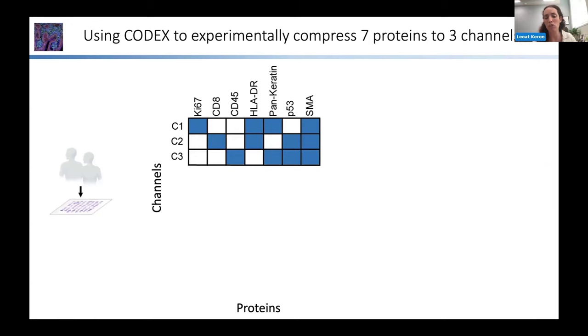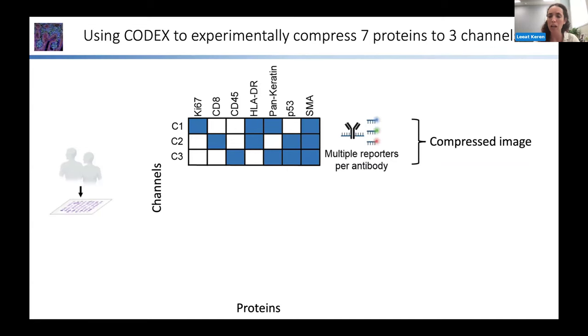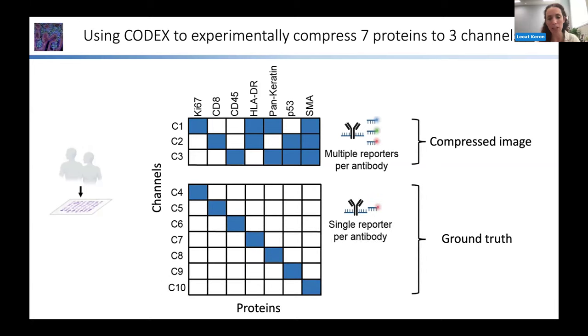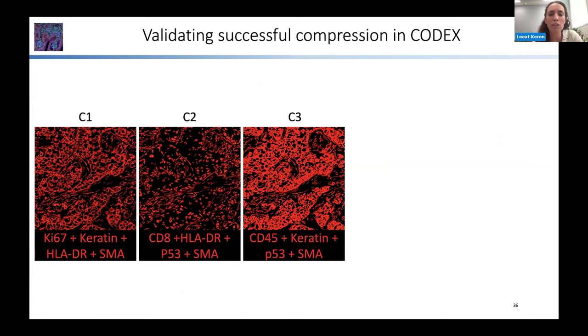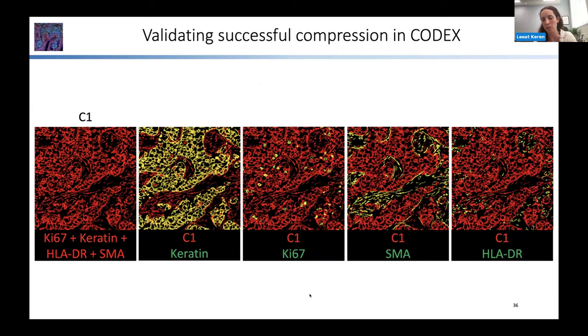And we stain a piece of tissue with them twice, one using just 3 channels, so in a compressed manner, using multiple reporters per antibody, but then we do a second staining, which is really measuring each protein individually, as is conventionally done, and again, we use CODEX for this. Putting these two together, we have both the ground truth and the compressed images. So here you can see that this works experimentally. We get these 3 different channels. Each one of them is a combination of proteins. And if we now overlay the single proteins on them, you can see that really the composite image is comprised of these different proteins. So we were able to experimentally multiplex these proteins.